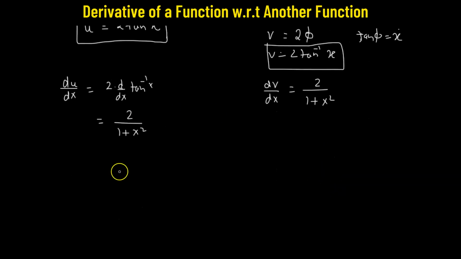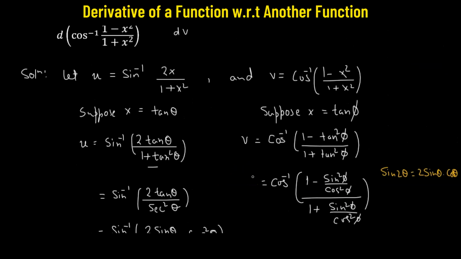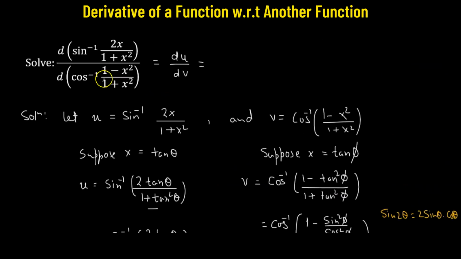Now, we want to find du over dv, that means the derivative of u with respect to v. So this is simply taking our derivative of u with respect to x and dividing it by the derivative of v with respect to x, which gives us 1. So that means our final result, the derivative of the given function with respect to the second function, which is cosine inverse of (1 minus x squared) over (1 plus x squared), is equal to 1.